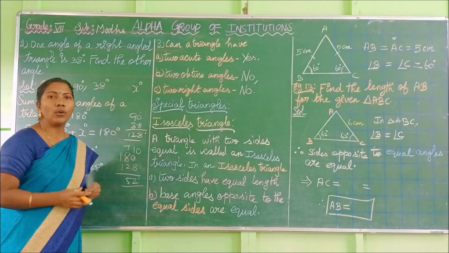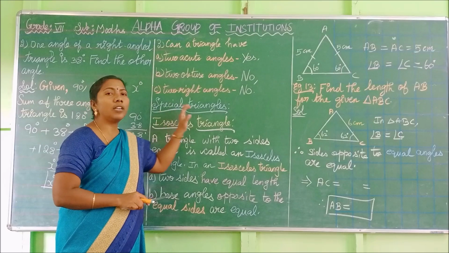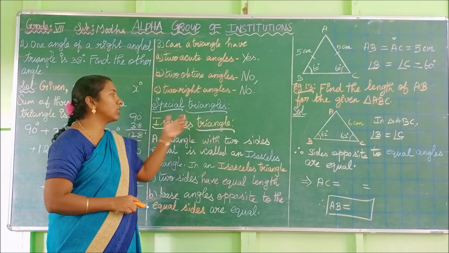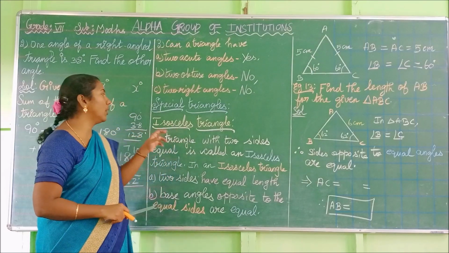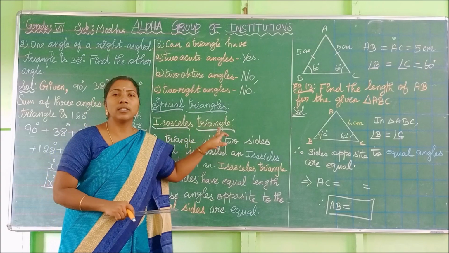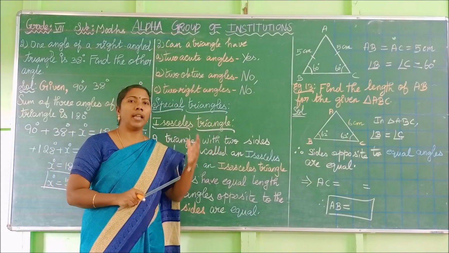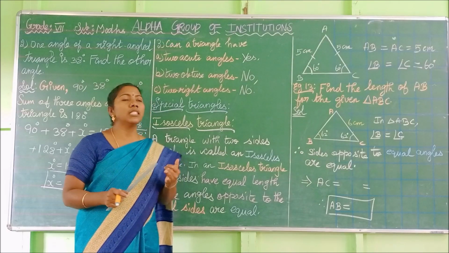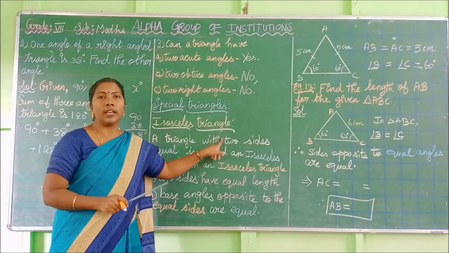Okay. Next we are going to see a very important concept. Children, listen carefully. Special triangles. We have already seen the types of triangles. Now once again we are going to collect the properties of the triangle. First of all we are going to see about the isosceles triangle. We have classified the triangle based on angles as well as based on sides. Based on sides we have the isosceles triangle. What is meant by an isosceles triangle?